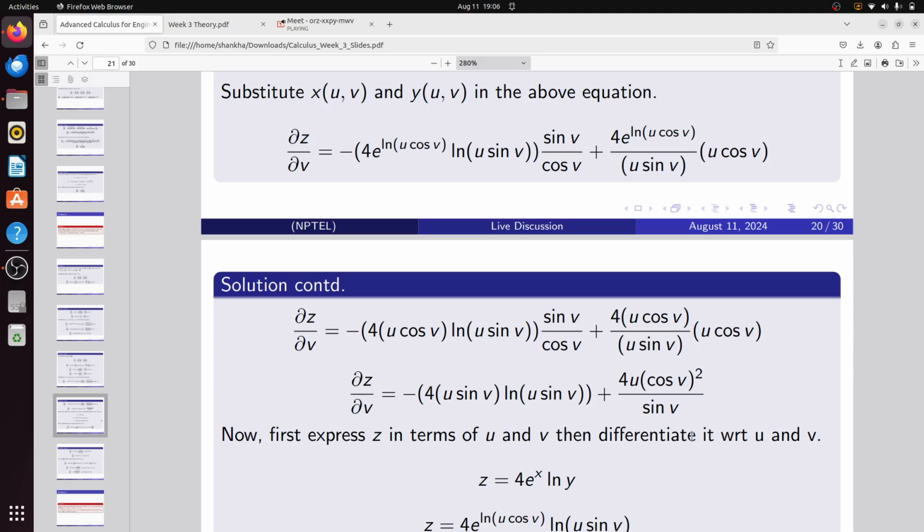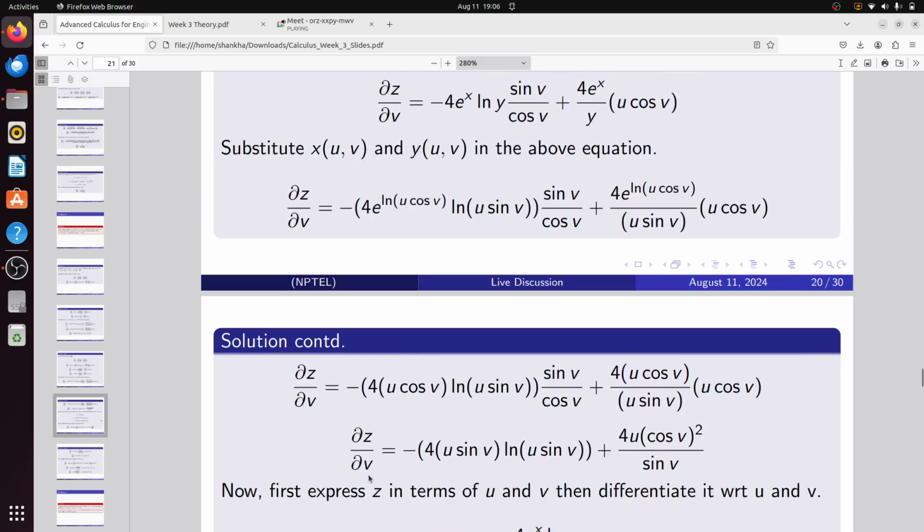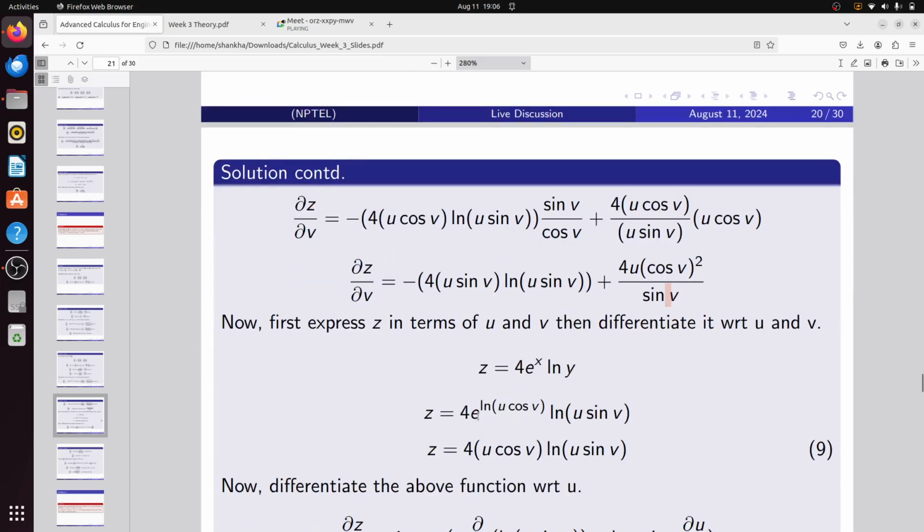So now first express z in terms of u and v. Up to this point, is this answer correct? You have determined this. Is this answer correct? Minus 4u sin v ln(u sin v) plus 4u cos²v/sin v, right? Yes. Okay.